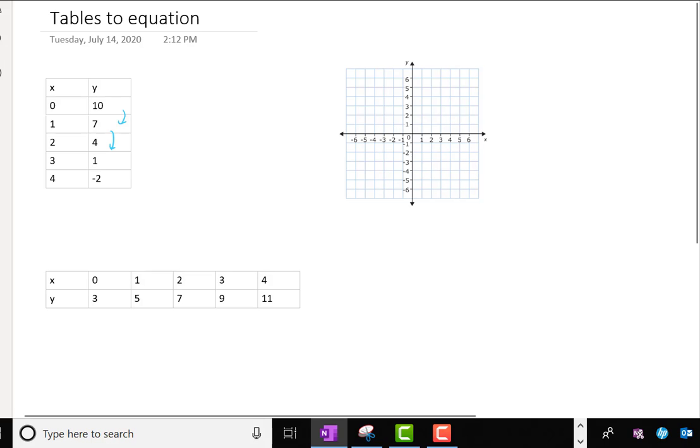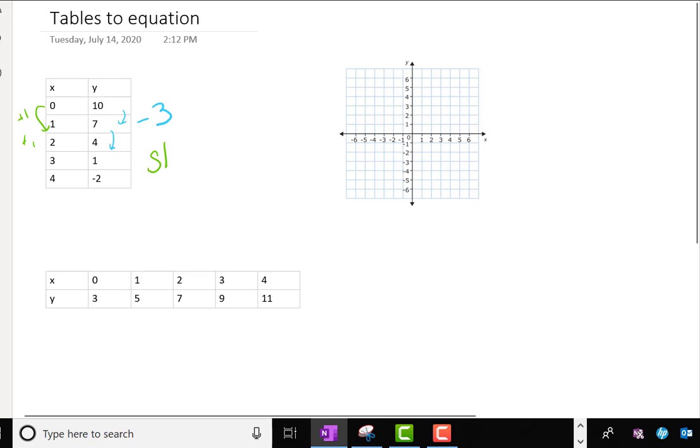Well, that change between 10 and 7 and 7 and 4 is minus 3, because 10 minus 3 is 7, 7 minus 3 is 4, 4 minus 3 is 1, 1 minus 3 is negative 2. And then we look at the x. The x's for the ones we're going to do are pretty easy. They're just going to be plus 1. 0 to 1, plus 1. 1 to 2, plus 1. So the change there is 1.